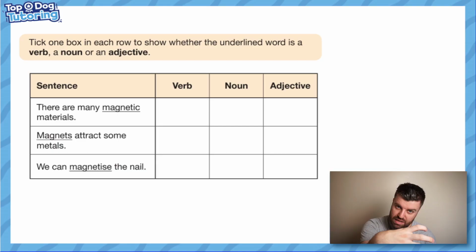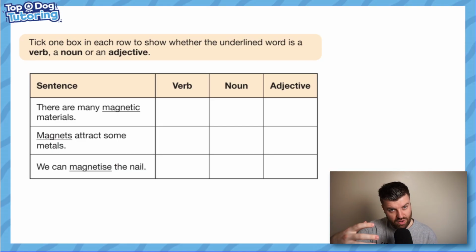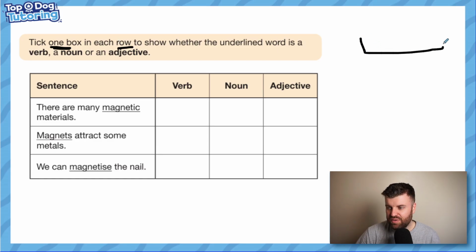Here's another type of question. So we looked at circling questions to do with word classes, ticking boxes to do with word classes. This is still ticking boxes, I suppose, but it's in the form of a table. Now, these are very common when it comes to the SATs papers. Tick one box. I'm keeping an eye out for numbers. Just one box in each row. A row goes side to side. So in this case, this is a row. Okay, so only tick one of them.